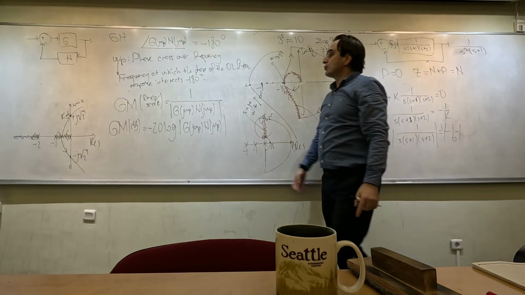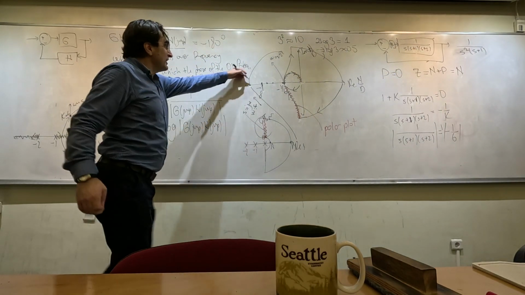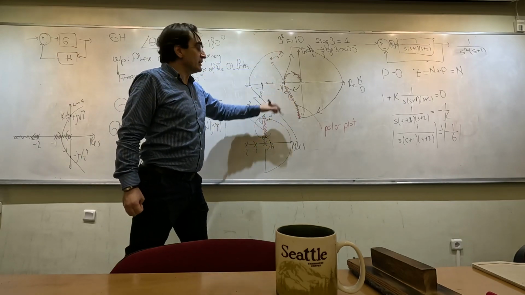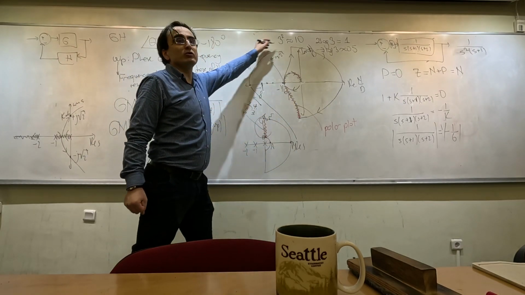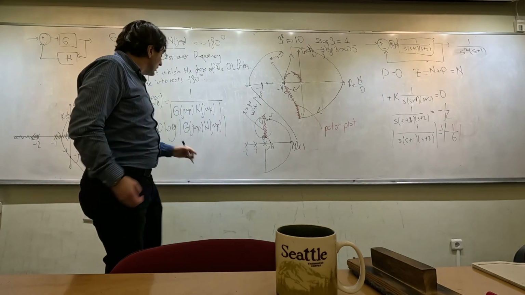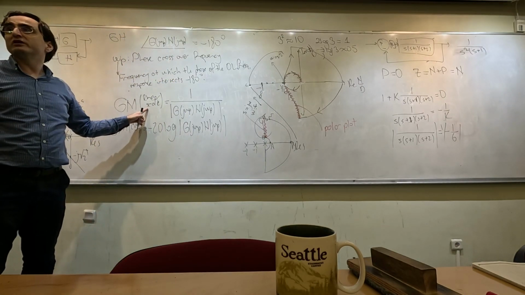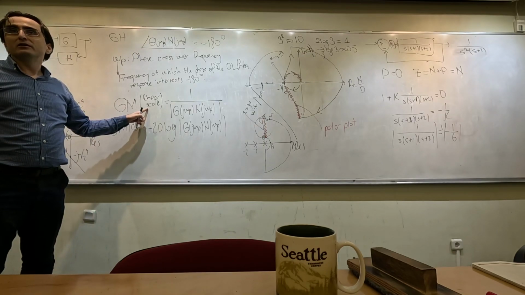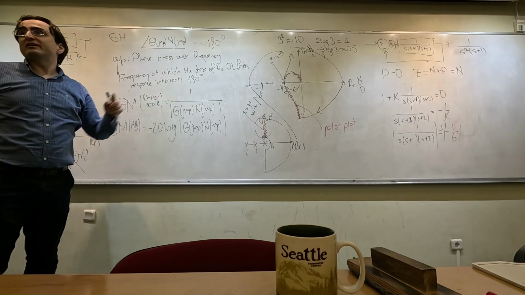So here, what can you say about the Nyquist plot? What can you say about a system which has a Nyquist plot in this form? It is unstable by itself. And what can you say about its gain margin in linear scale? In that case, it's going to be less than 1.